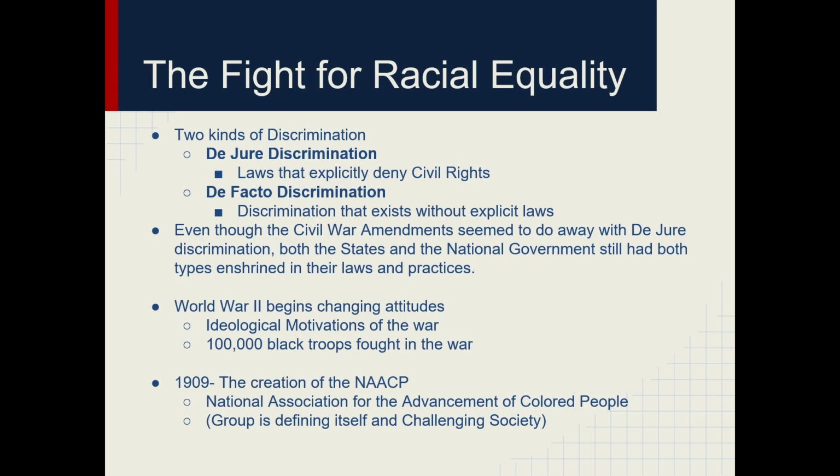Now, in 1909, a very important interest group was formed, the National Association for the Advancement of Colored People. This is significant because, one, it is one of the first major organizations of black Americans in the United States. It has defined itself and it is challenging society. This is a very big development in the history of civil rights.